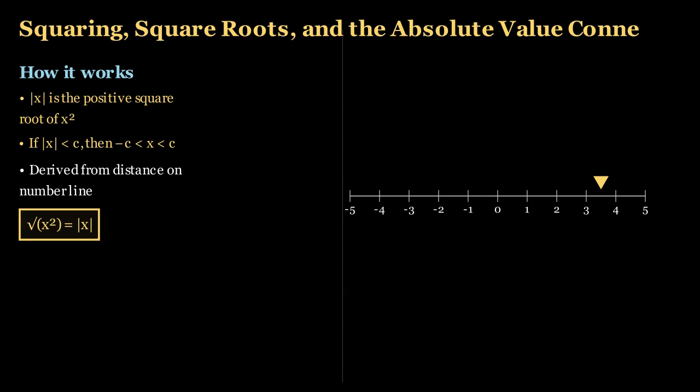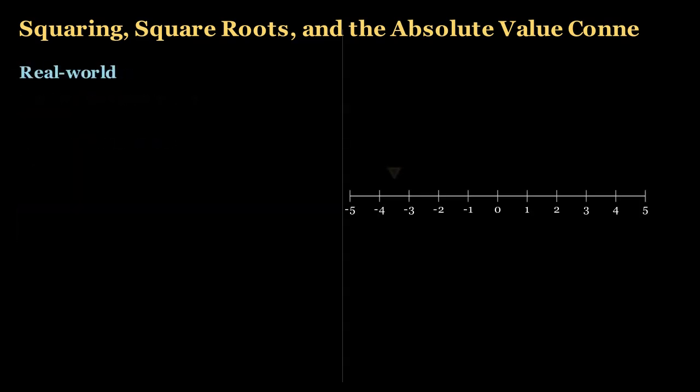Now we use our rule. This means the distance from x to 0 is less than 4. So x must be between negative 4 and 4. We write the solution as negative 4 is less than x is less than 4. Let's check. If x is 0, 0 squared is 0, which is less than 16. If x is 3, 9 is less than 16. If x is negative 3, 9 is also less than 16. The method works.